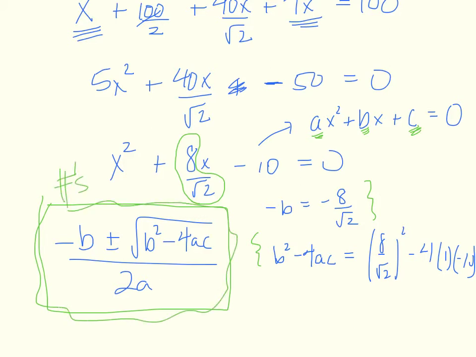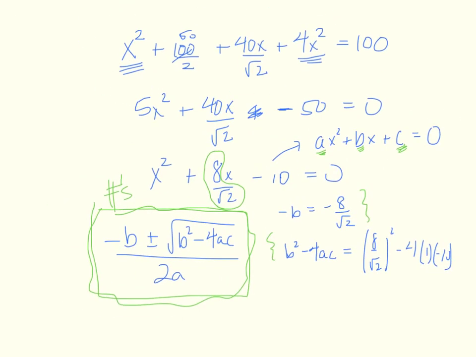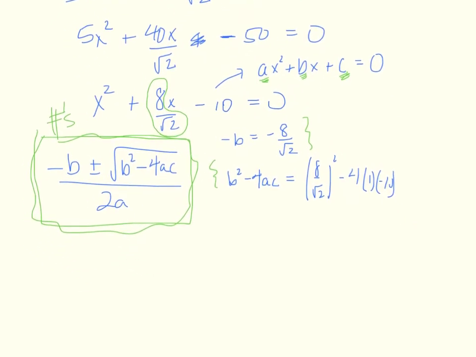Okay, so now let me back out, and like I said, I'm collecting all of this stuff one at a time. 8 over root 2 squared is 64 over 2. And then we got plus, what's that, 40? Right? You got to be careful about the minus here. The c is negative 10.